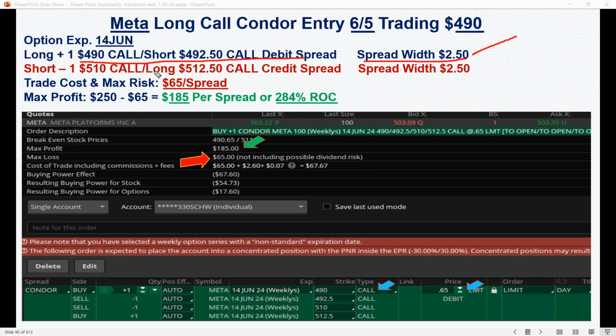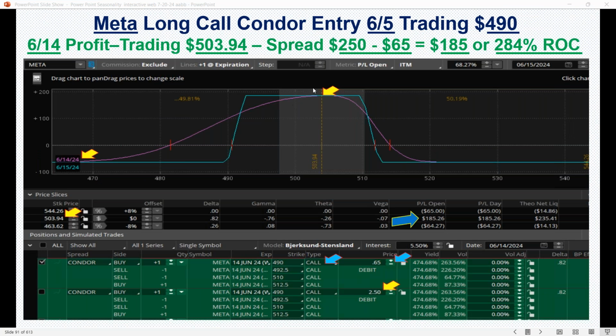So that debit spread at 250, a credit spread against it, makes it a condor like this. So total risk $65, 250 on the spread width, potential make $185, 284% return on that. Potential, okay, but we know what we have going into it. And then this one ended up perfect, max going out right there where we want it, in the profit zone. So it went from 65 to 250, up $185 or 284% return.